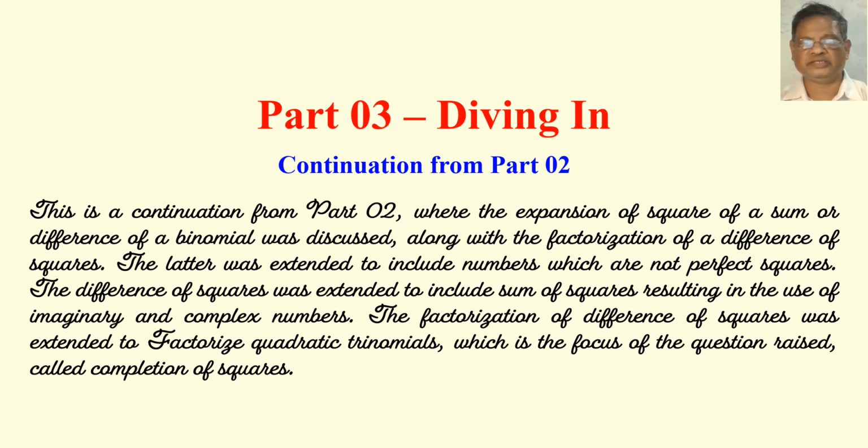This is a continuation from part 2, where the expansion of the square of a sum or difference of a binomial was discussed, along with the factorization of a difference of squares. The latter was extended to include numbers which are not perfect squares. The difference of squares was extended to include sum of squares, resulting in the use of imaginary and complex numbers. The factorization of difference of squares was extended to factorize quadratic trinomials, which is the focus of the question raised, called the completion of squares.